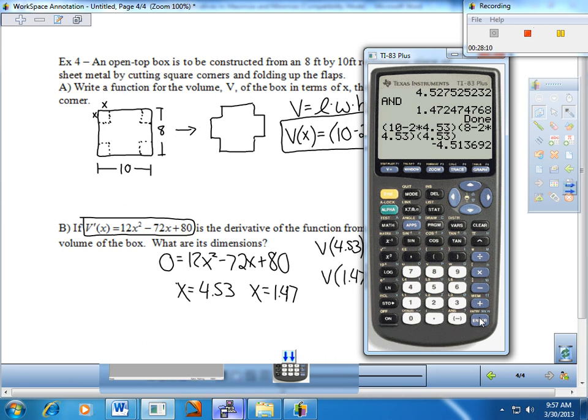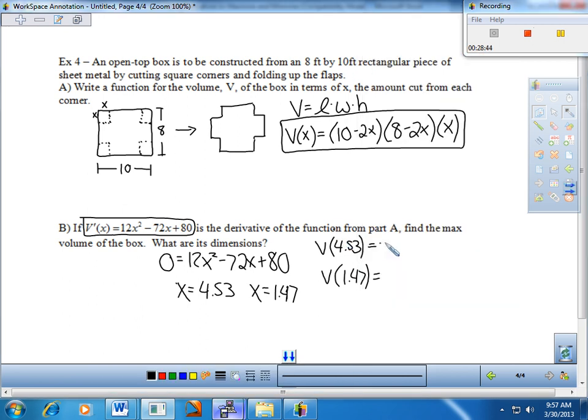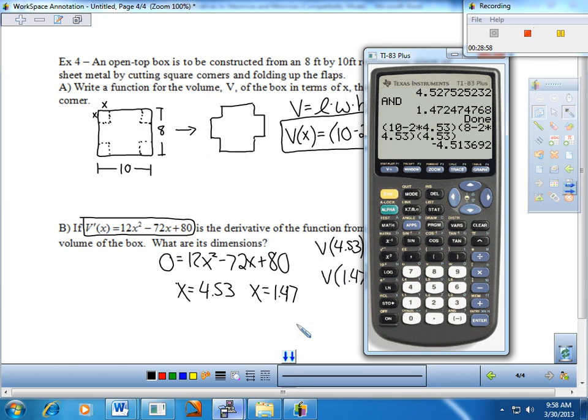Ooh, that's interesting. I've got a negative volume, so that tells us pretty much right away that this definitely is the minimum, right? I mean, it simply can't work. You can't have a negative volume, so that would be the minimum on the graph of the function, which is irrelevant for us. So I think that leads me to believe that this one right there is going to produce the maximum.